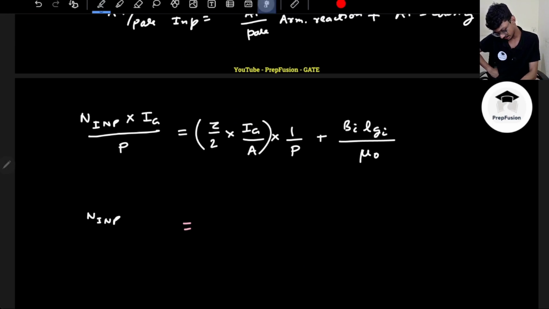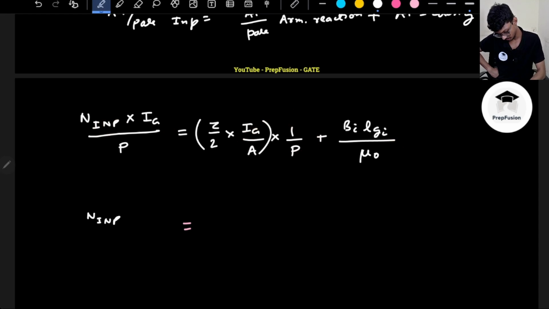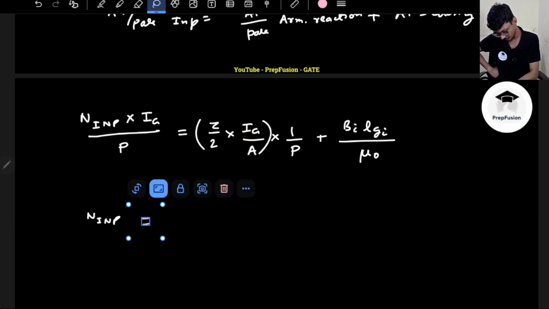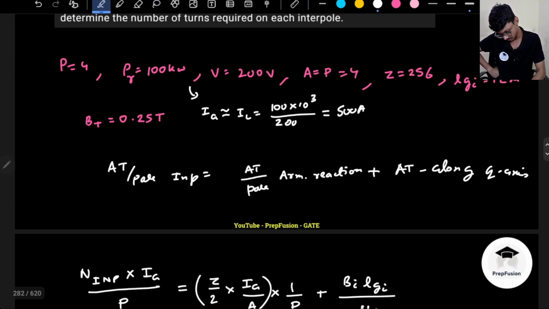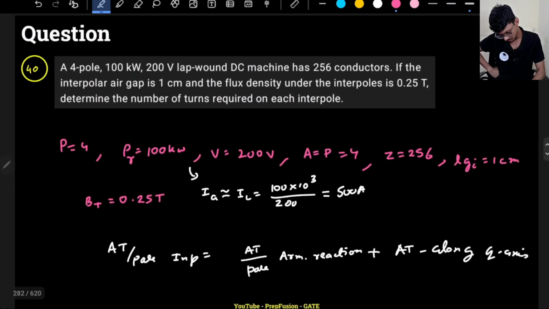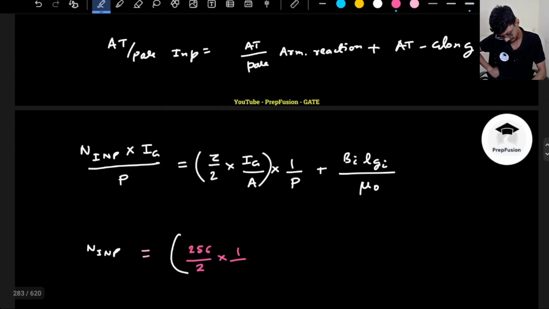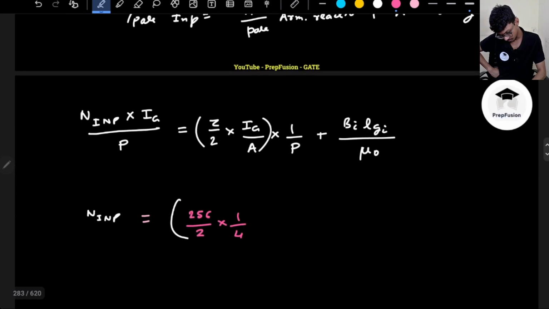Armature current anyways I can cancel, right? IA by P I can anyways cancel here. So only this will be here. So this will be equals to Z by 2, Z is the number of conductors, 256. So 256 divided by 2 into 1 by A. 1 by A, number of parallel paths is 4, as it is lap wound.